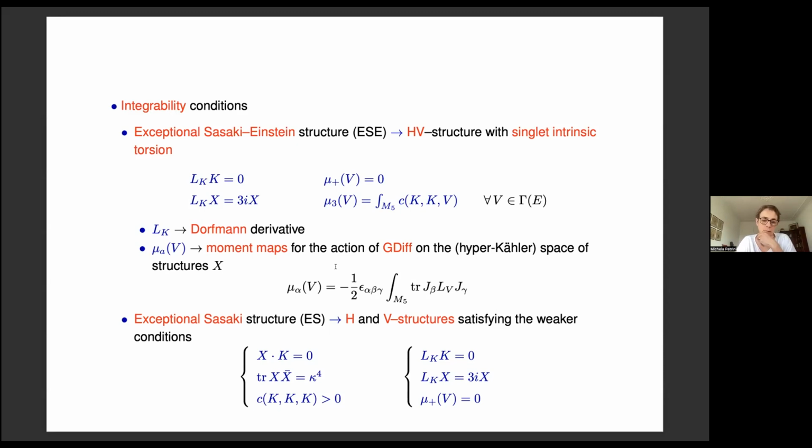Sometimes, and we will see why, one can impose a weaker condition where we do not impose these extra moment maps and we just impose these differential conditions. If we have this first set of conditions, we say that our structure is an exceptional Sasaki-Einstein structure. If we do not impose this extra bit, we say that this is an exceptional Sasaki structure.